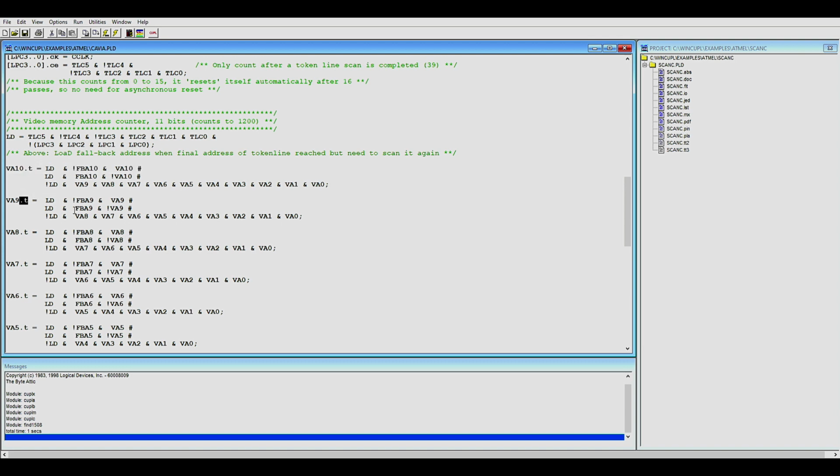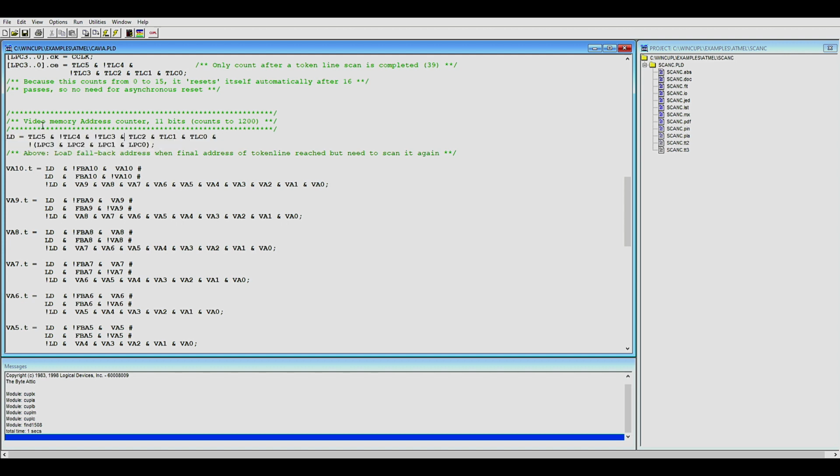And if you ignored all this stuff here and only looked at this, you would see that this is just a counter. It's just an 11-bit counter like we've seen several times before. It's yet another counter. But this one has some extra logic, and it's based around this term here, LD, for load, which is defined here.